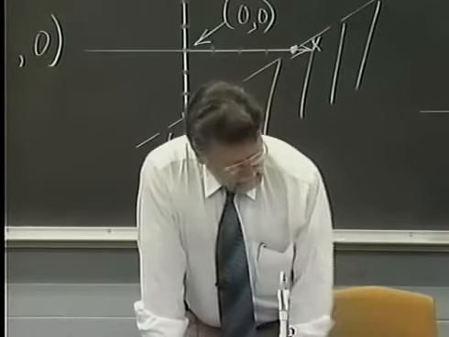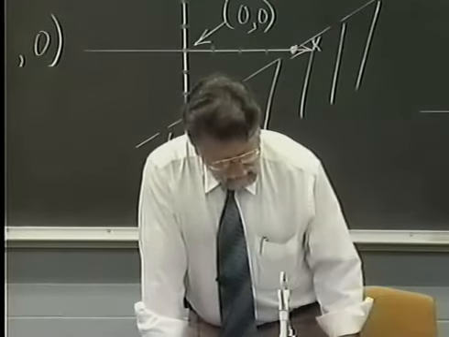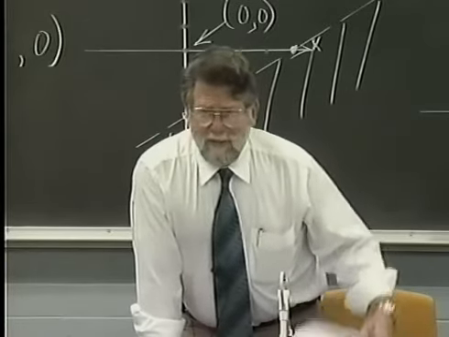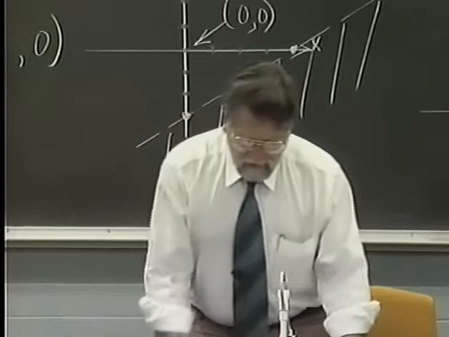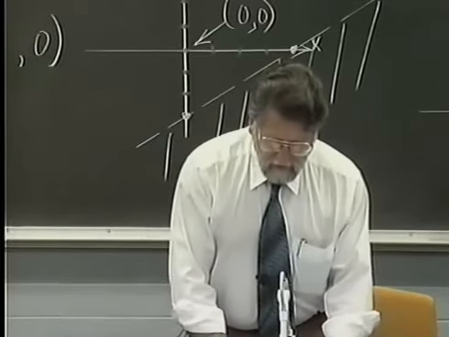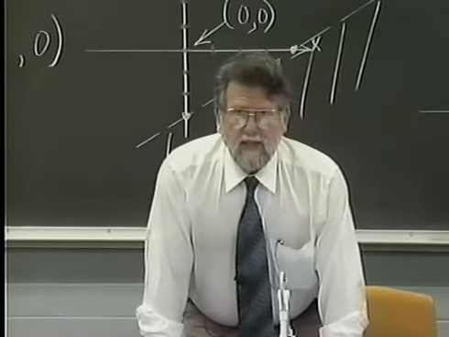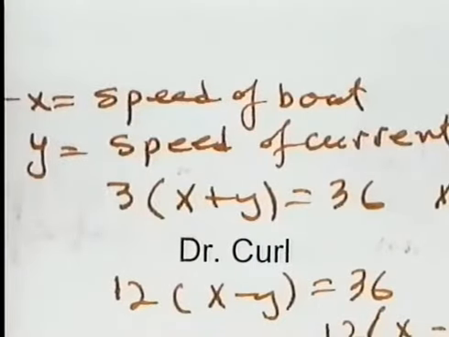Well, as we look at this one, first thing, you need to know what x and y are going to equal. X can be the speed of the boat, y the speed of the current. You have choices there. I did it this way. So, coming back to the problem, x is the speed of the boat, y is the speed of the current, and those are my two equations. 3 times (x plus y) is 36. 12 times (x minus y) equals 36. Okay?